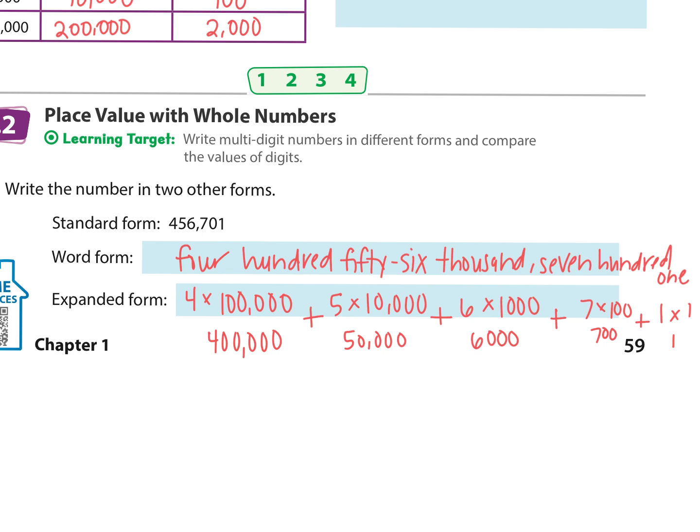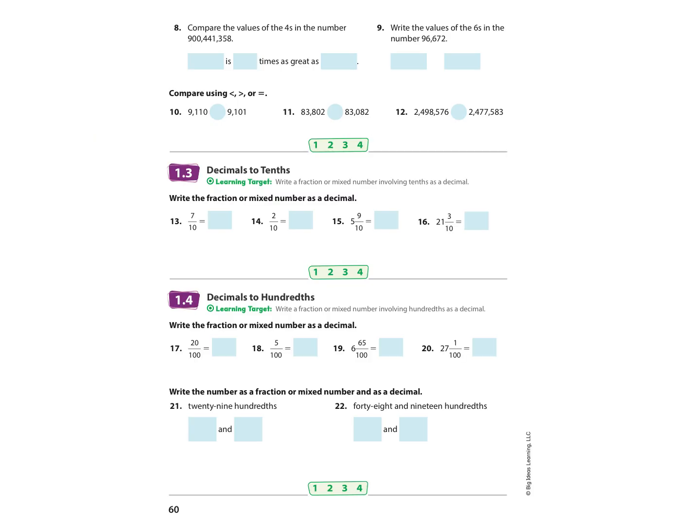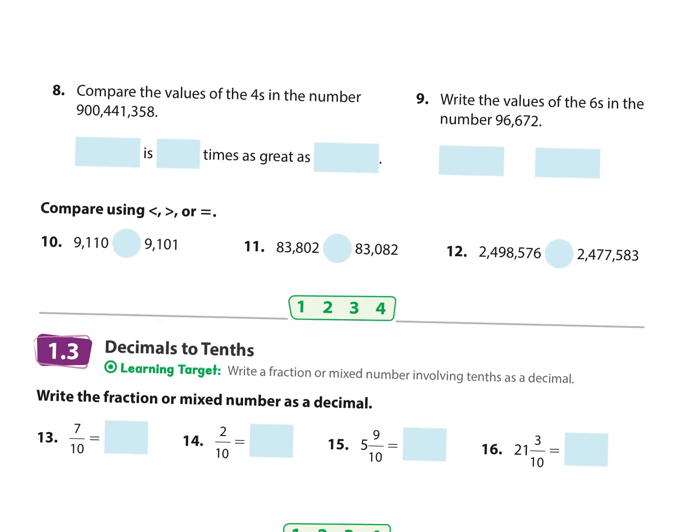Was it okay that I added the 0? Either way is fine. Yep, and you can add in that 0 for the tens. You don't have to though. Page 60. So at the top here, 9 or 8 through 12. Any of these that we need to go over before we move on?